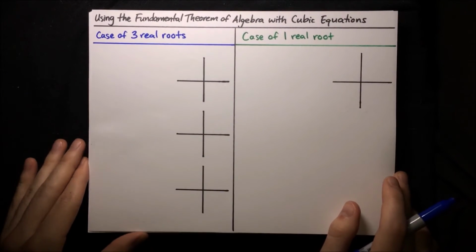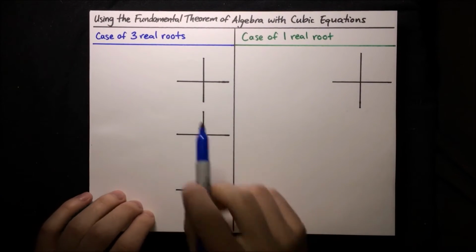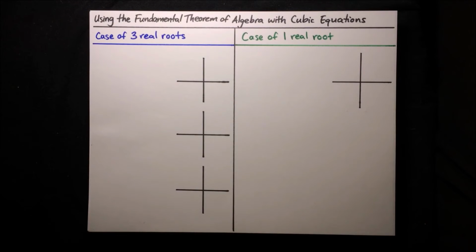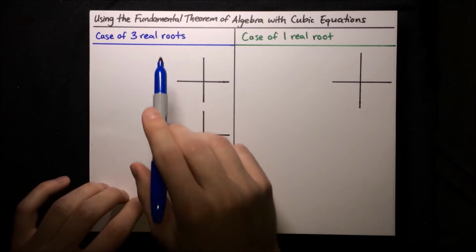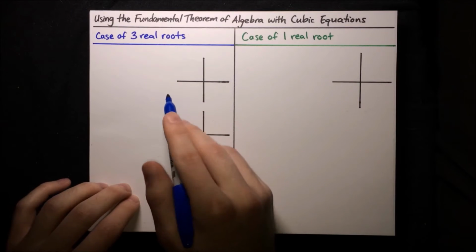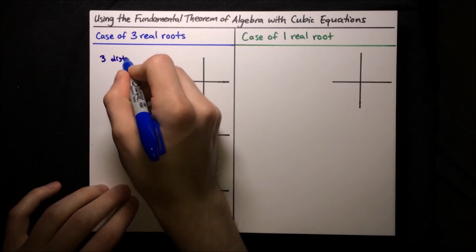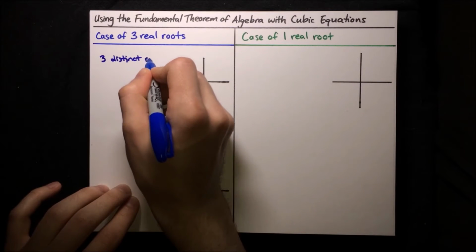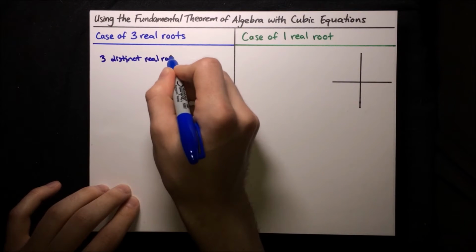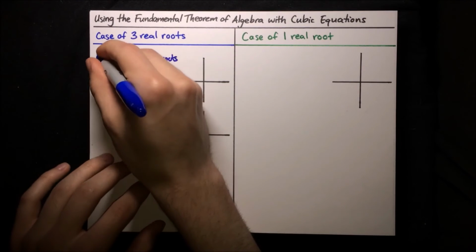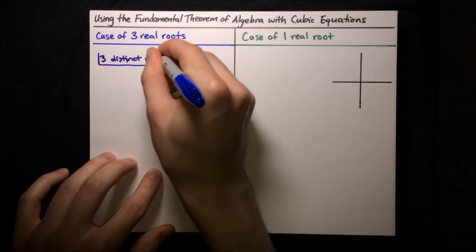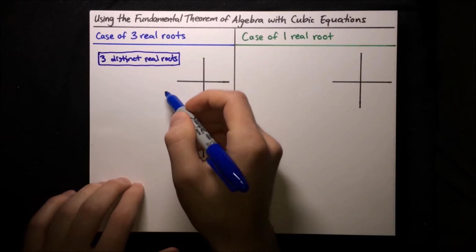Now let's go through the cases of 3 real roots and of 1 real root. As we go through these cases, we're only going to consider positive cubics, but the same argument is going to work for negative cubics as well. So the first case of 3 real roots is when all roots are distinct. So we'll have 3 distinct real roots. An easy example of that would be to choose the roots 1, 2, and 3.